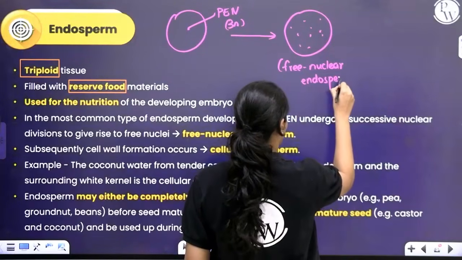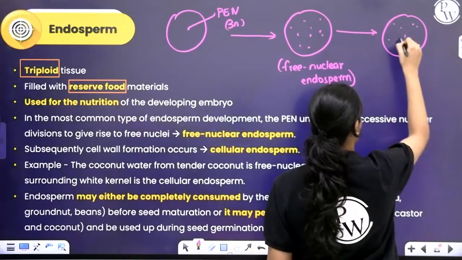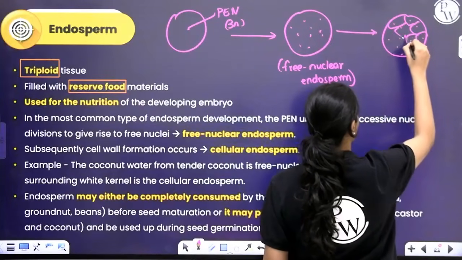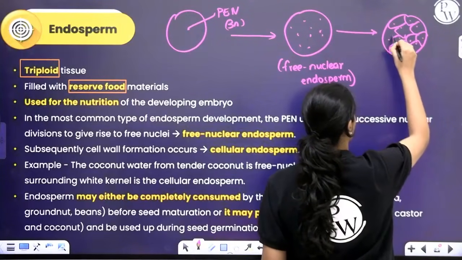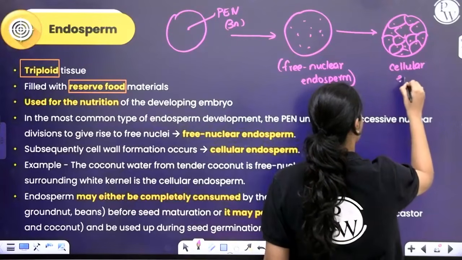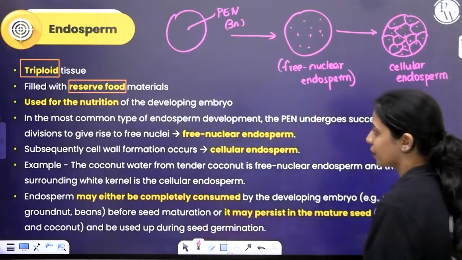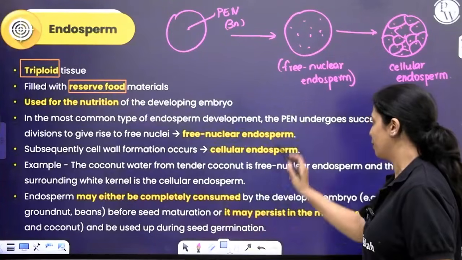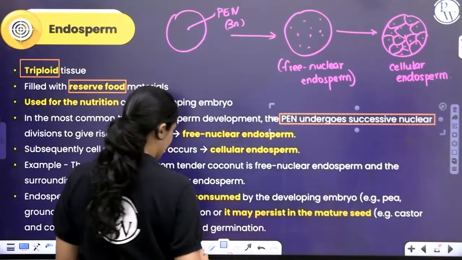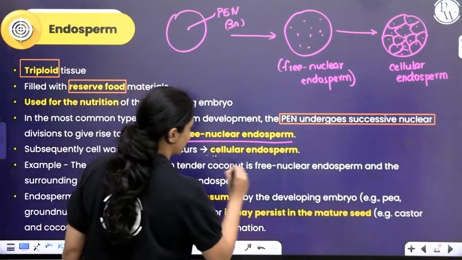Further during development, cell walls will form, laid between these nuclei, and result in the formation of cellular endosperm. Okay. So in the most common type, the primary endosperm nucleus undergoes successive nuclear divisions and gives rise to the free nuclear endosperm. Eventually, cell wall formation will occur and form the cellular endosperm.